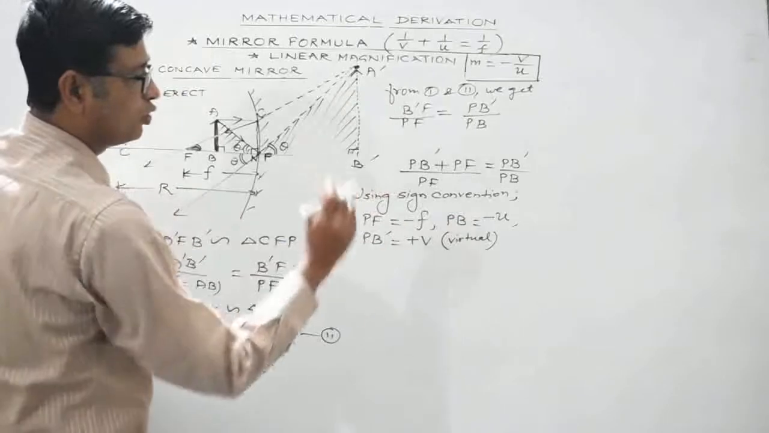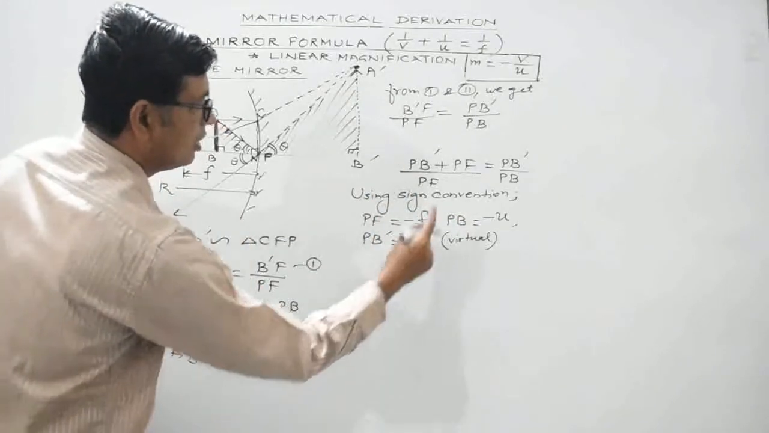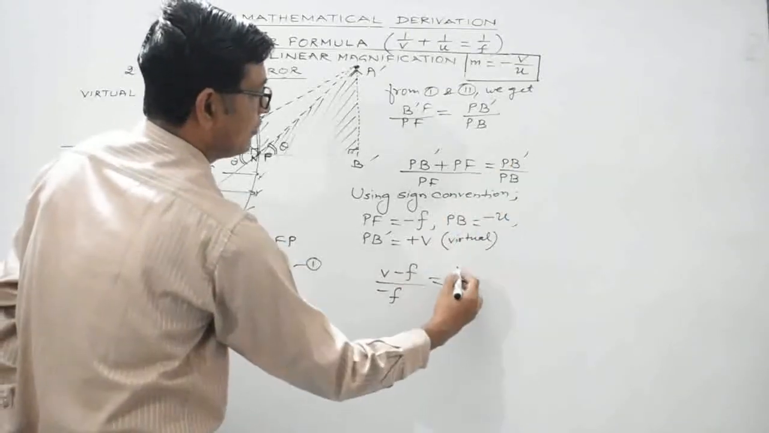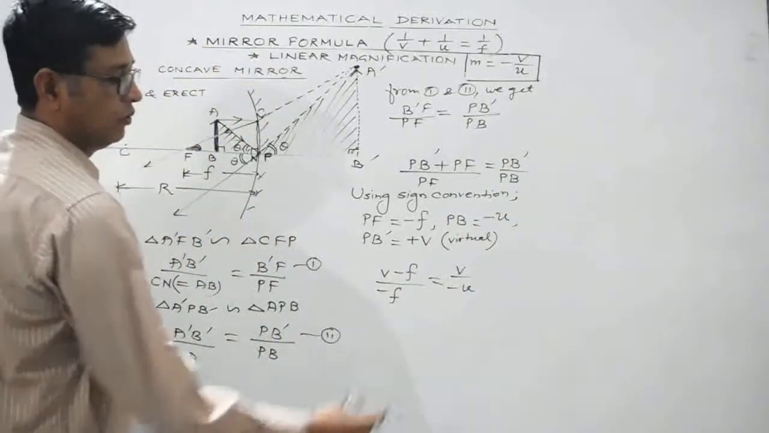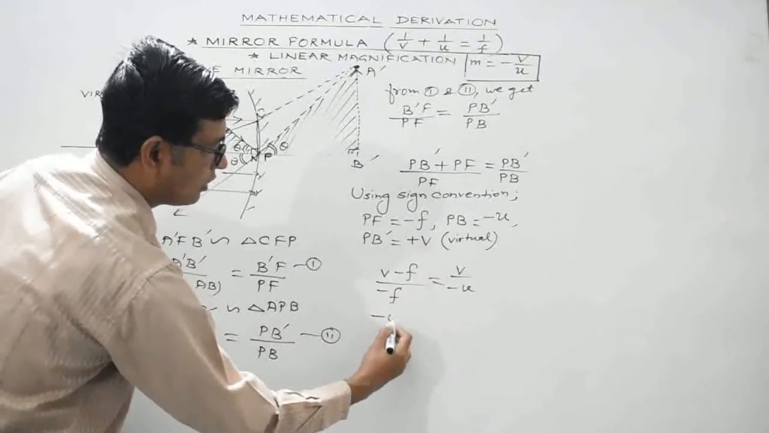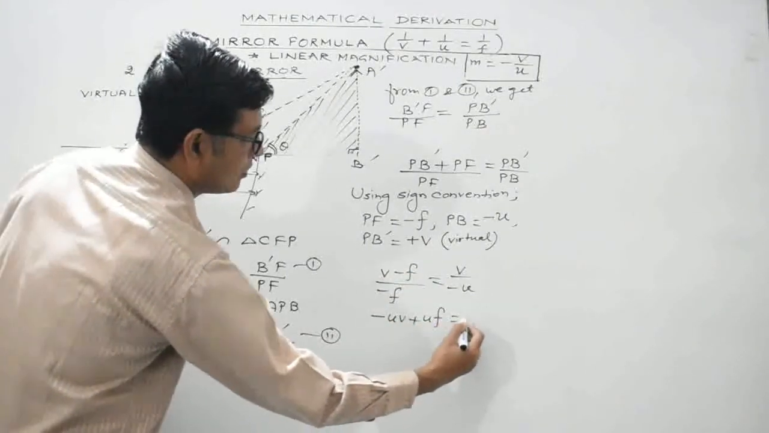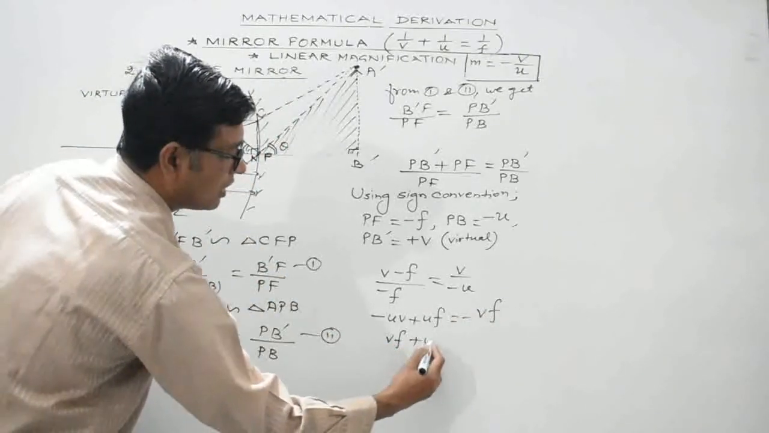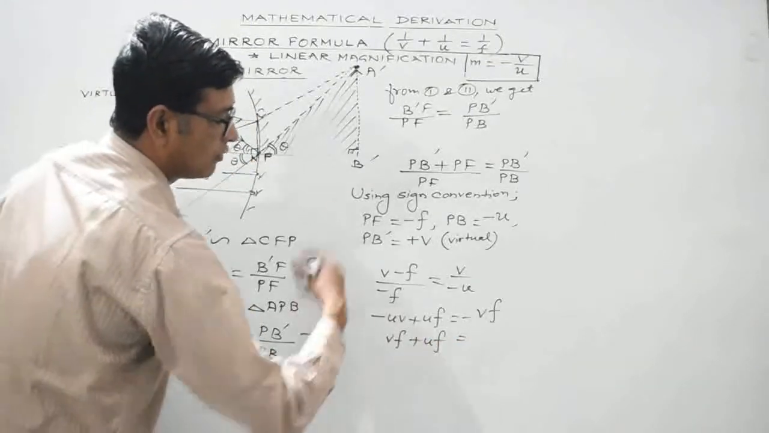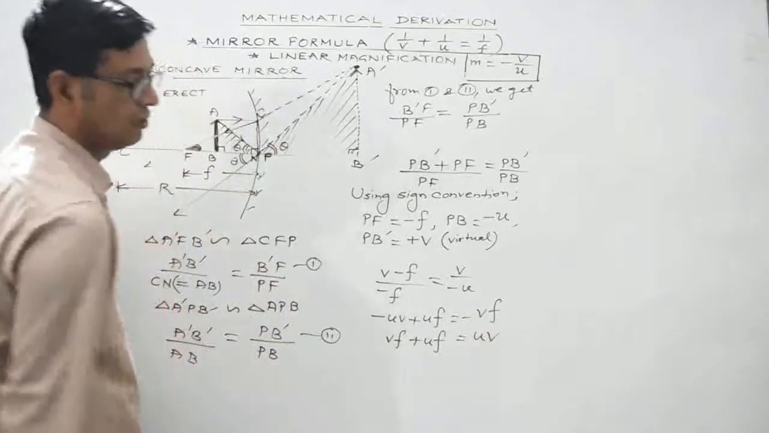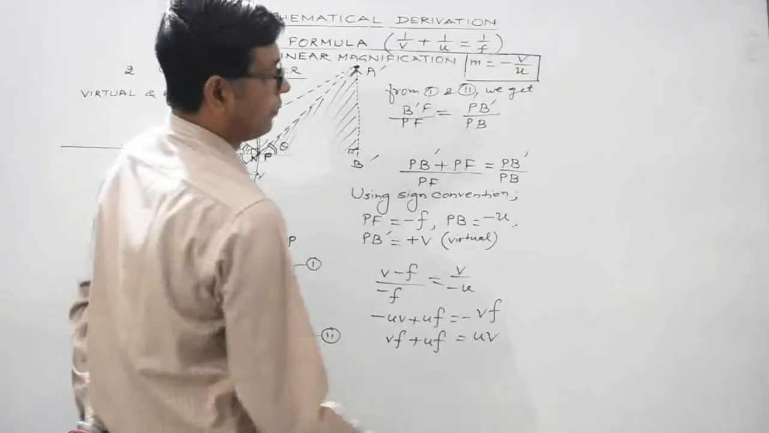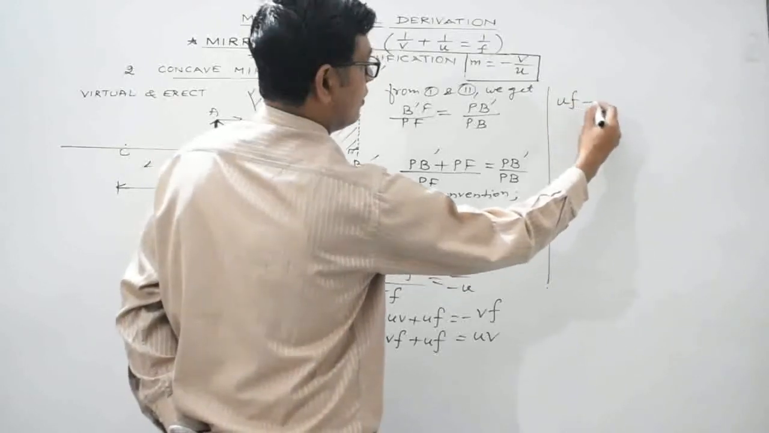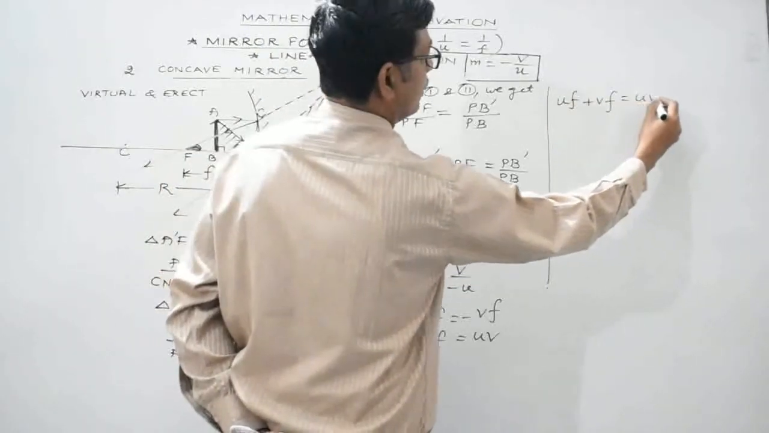So let's substitute these values over here. PB dash, that is V. PF, that is minus F. PB dash, V, minus F. We can easily solve it. So cross multiplying we get, right? So what you get can be rearranged in this manner as well. Take this term UV from the left hand side to the right hand side. The sign will get changed. Isn't it? So we get UF plus VF is equal to UV.